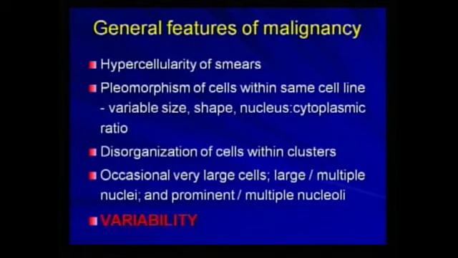Here's a list. The first four are taken from a textbook. You have a hypercellularity of smears, pleomorphism of cells within the same line, like we just saw in that transitional cell carcinoma, disorganization of cells within clusters, and occasionally very large cells with multiple prominent nucleoli, which is also another way to say pleomorphism. Okay. What I've found over the years is what works for me is just identifying marked variability.